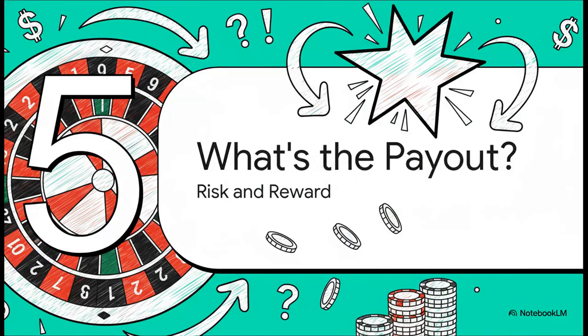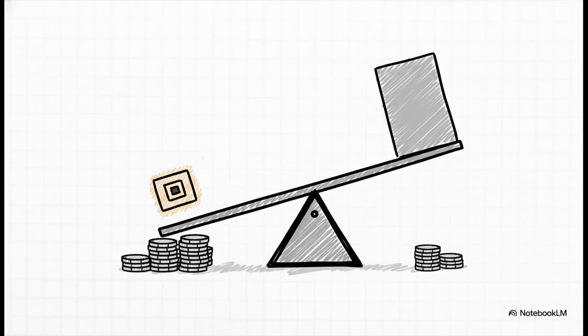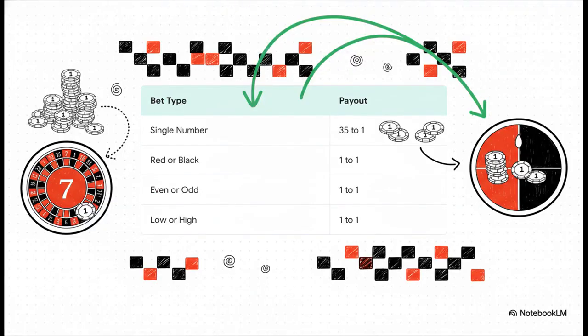Now for the really fun part. What do you actually get if your number or your color or your group hits? This is all about risk and reward. So here's the crucial idea, and it's a simple relationship. The lower your chances are of winning, the higher your payout is going to be. A real long shot pays big, while a safer bet, well, it pays a lot smaller. This chart just lays it all out perfectly.